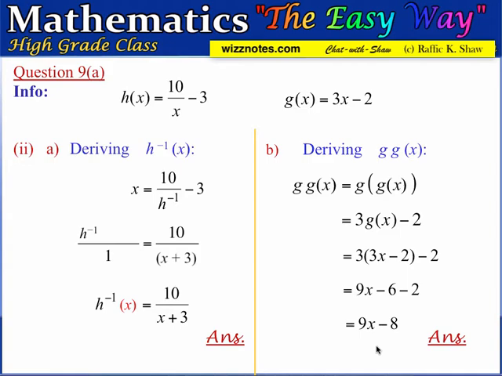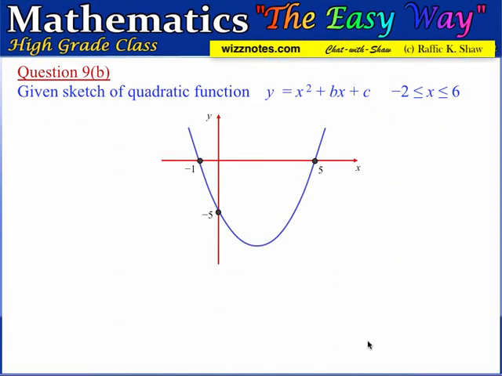Let's move down to part B of question 9. Now question 9b gives us this quadratic function y equals x squared plus bx plus c over the interval negative 2 to 6. That's the domain. And this is a graph of that quadratic function. And we observe for this quadratic function, we are given the intersection with the x-axis, and we're also given the intersection with the y-axis. And in this question, we are going to be required to calculate the value for b and the value for c.